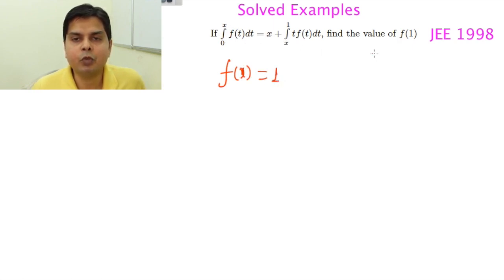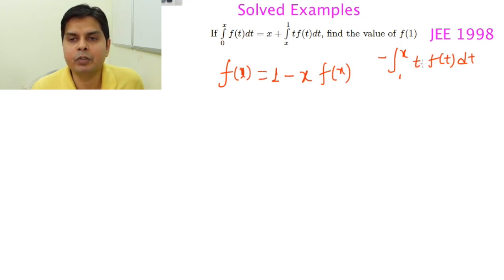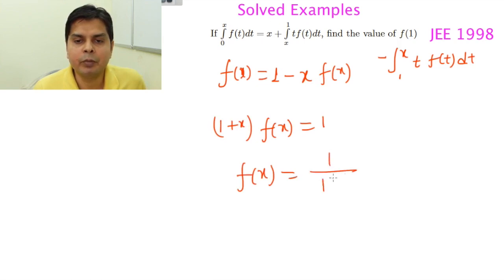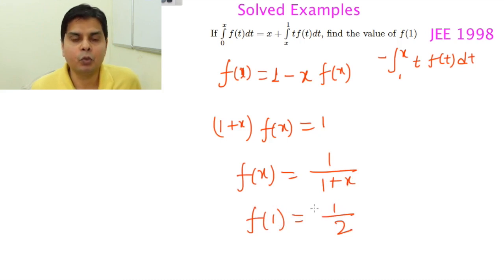Differentiate x, you will get 1. Now since this is x to 1, I will have to write it as 1 to x of t f(t) dt. So when I differentiate this, I will get minus x f of x, because in t f(t), wherever t is there, I should write x. So this will become 1 plus x. I bring this x f(x) to this side, so f(x) times (1 plus x) equals 1. So f(x) is equal to 1 by 1 plus x. So f of 1 will be 1 by 2.